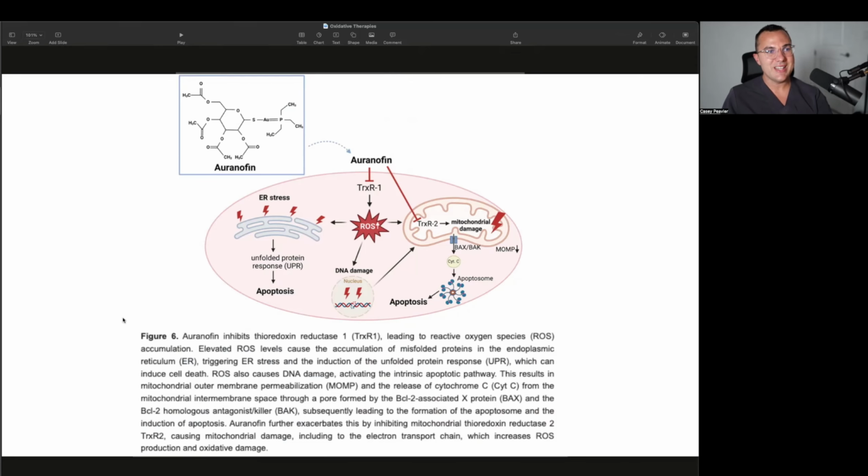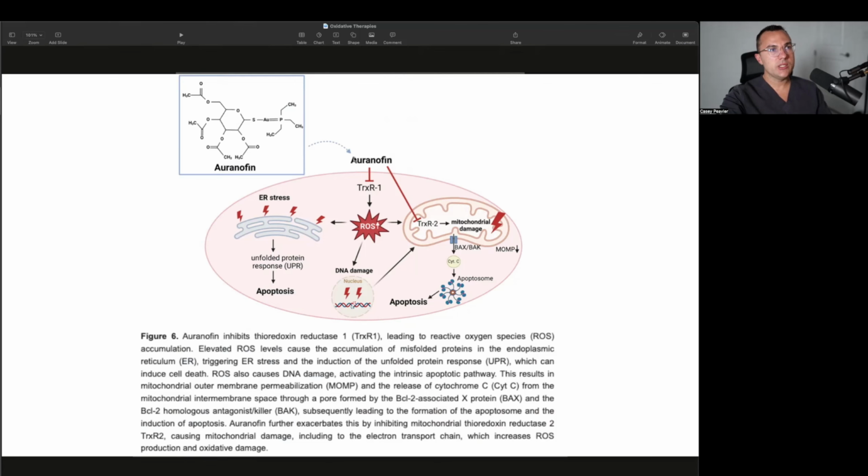ROS also causes DNA damage, activating the intrinsic apoptosis pathway. This results in the mitochondrial outer membrane permeabilization, MOMP, and the release of cytochrome C from the mitochondrial intermembrane space through the pore formed by BCL2 associated X protein, BAX, and the BCL2 homologous antagonist killer, BAK, subsequently leading to the formation of the apoptosome and induction of apoptosis. AF further exacerbates this by inhibiting mitochondrial thioredoxin reductase 2, TRXR2, causing mitochondrial damage, including to the electron transport chain, which increases ROS production and oxidative stress.